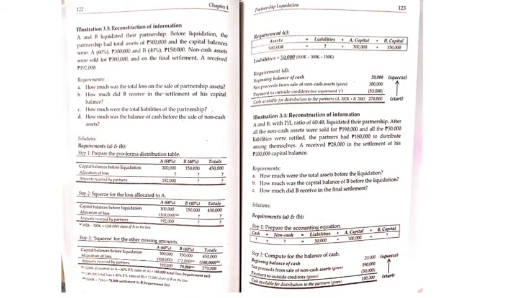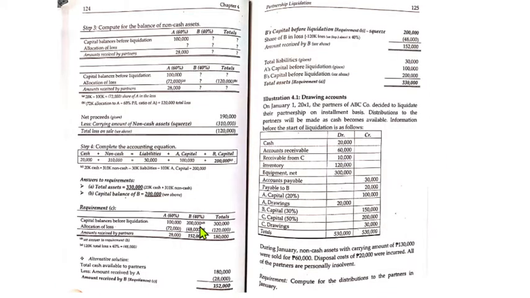Tama ba? Ito ba yung tinatanong? How much? No. For item B, ang tinatanong is the capital balance of B before liquidation. The answer is 200,000. For item C, yung natanggap niya in the final settlement. So, kung 200,000 minus the allocated loss, 48,000, 152,000 ang amount to be received by partner B. So, there are alternative solutions in computing for the items. So, you just have to refer to that.